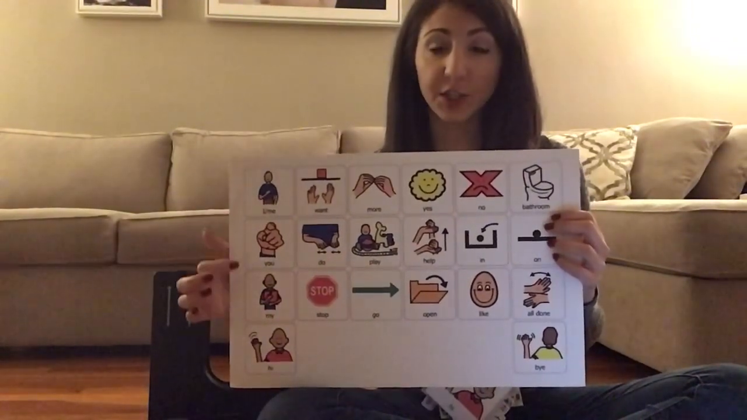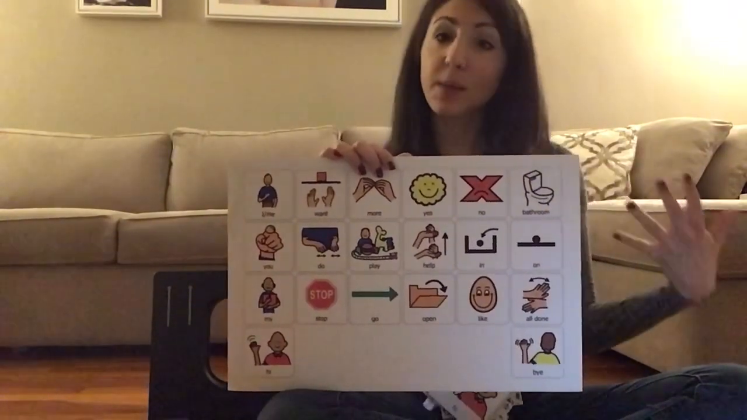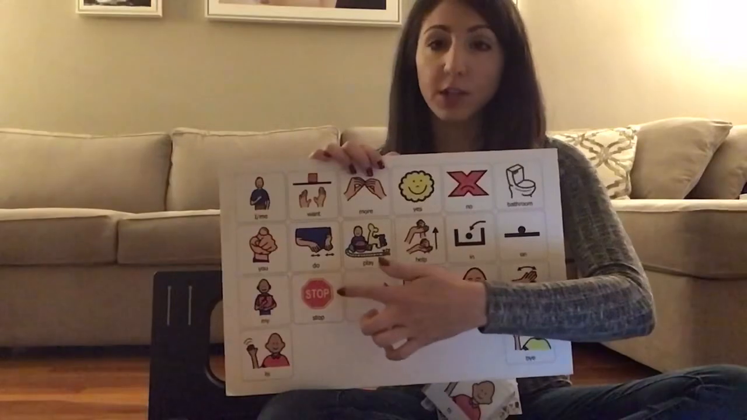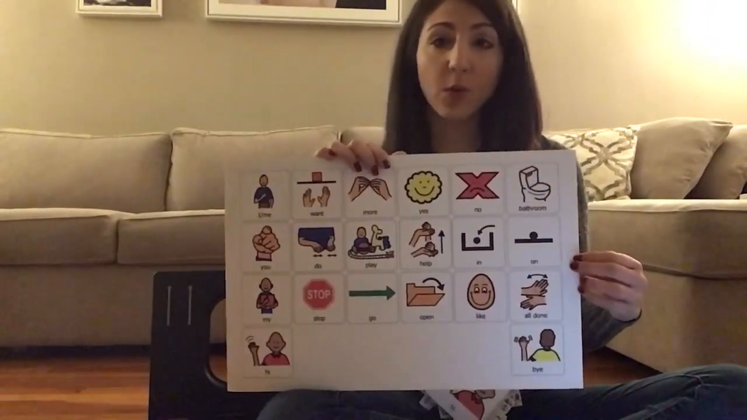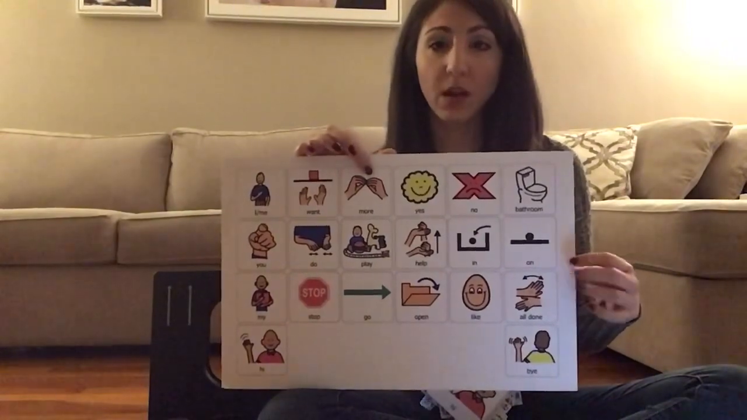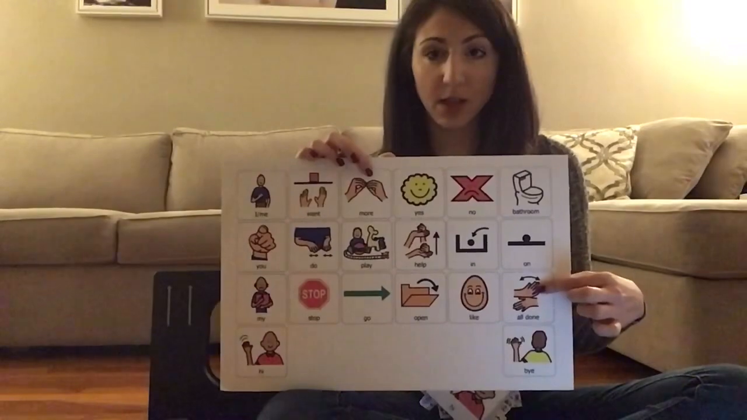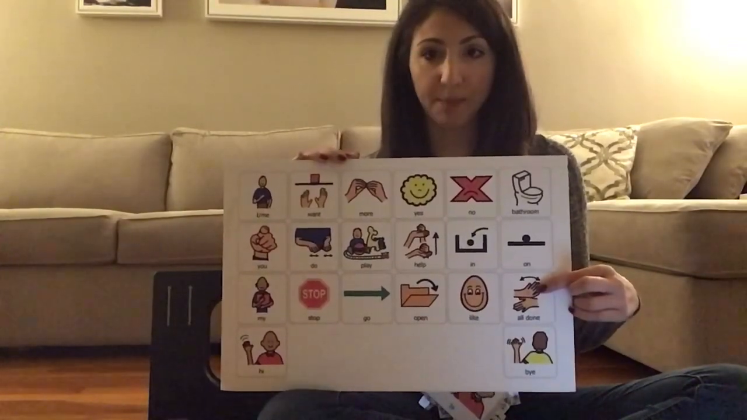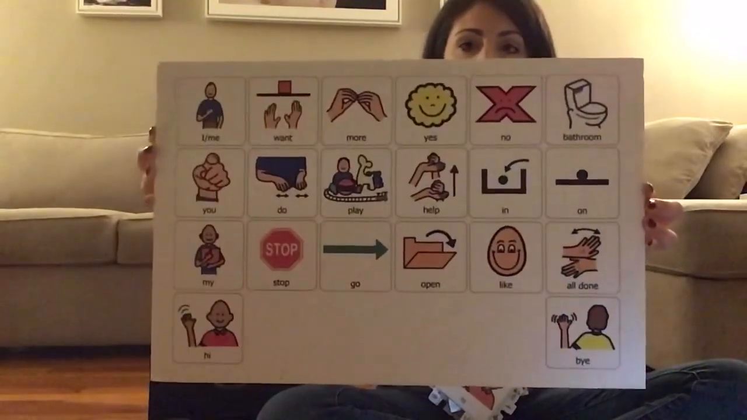They can take turns. They can elicit action by giving us commands, saying go or stop or play. And they can let us know when they want more of something or when they're all done. So they can also terminate activities when they no longer wish to participate in them. So this core board is very valuable.